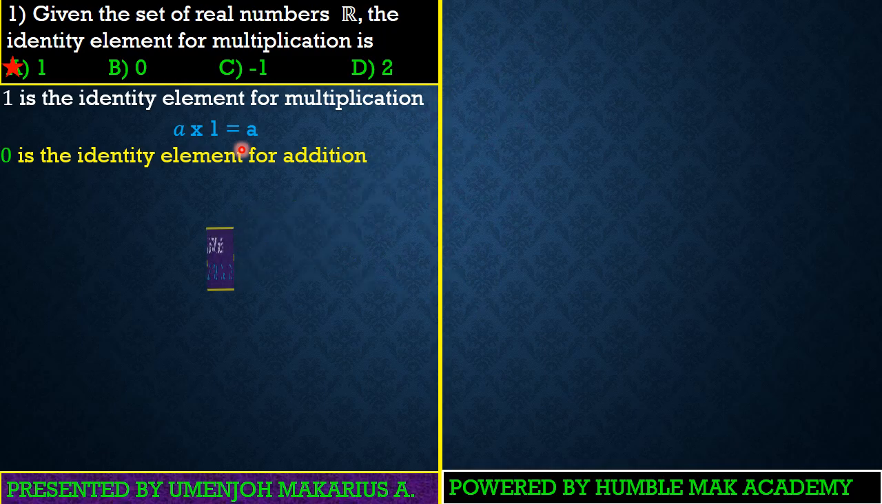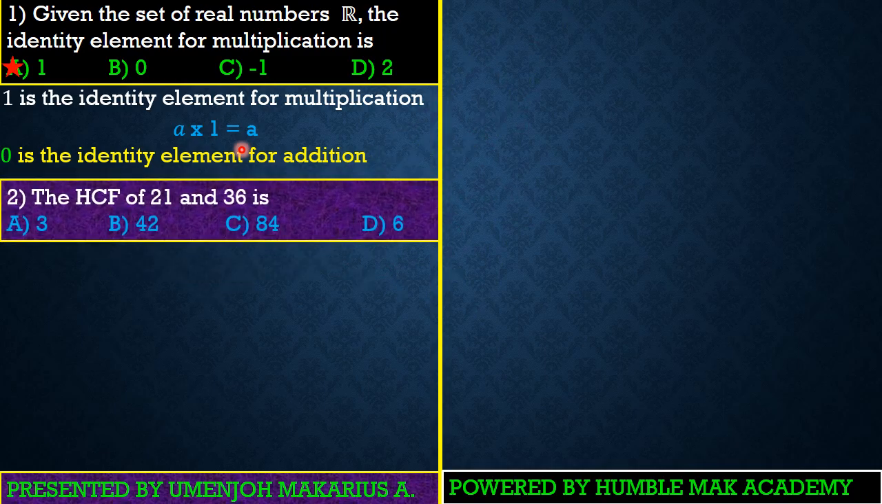Okay, now question 2 reads: the HCF of 21 and 36 is... with various options. In such a case, there are a number of ways you can do this question, but the best way I recommend is simply to list out the factors of 21 and 36. Then from there, you can judge which option is correct.